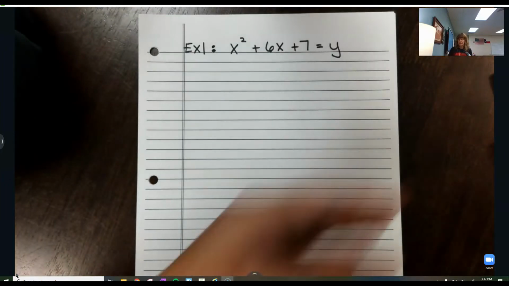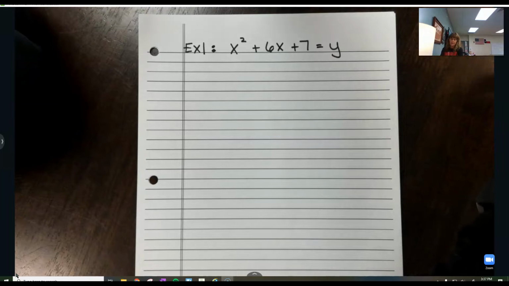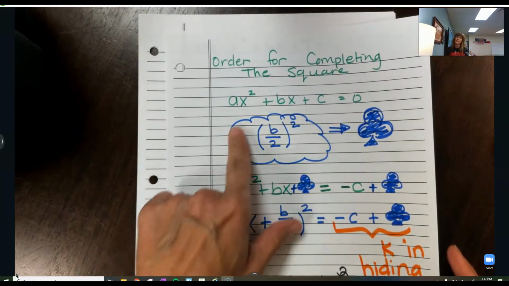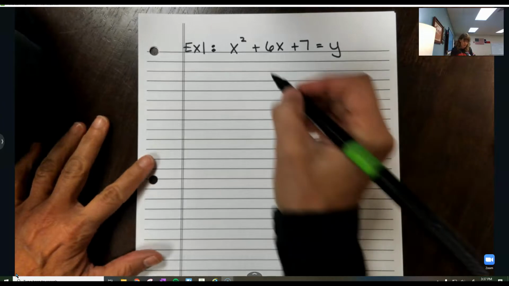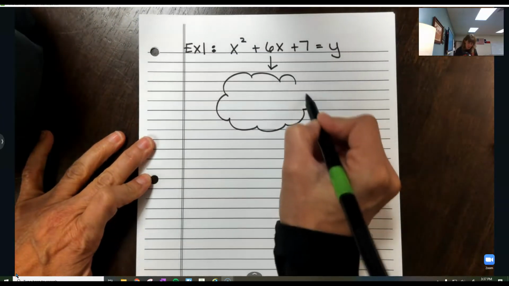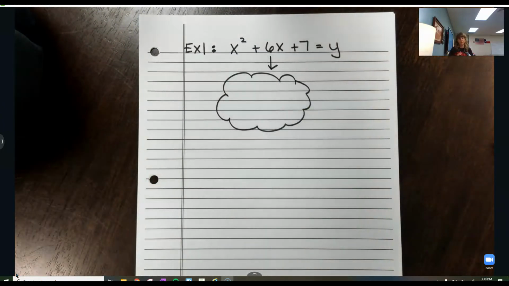So the first thing that we need to do is we need to kind of think about the bx. We're going to do this step right here. So I'm really just going to focus on this. And it's not really part of the equation, but it's super important work.